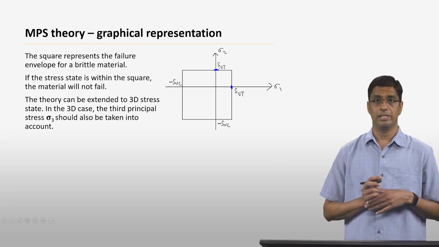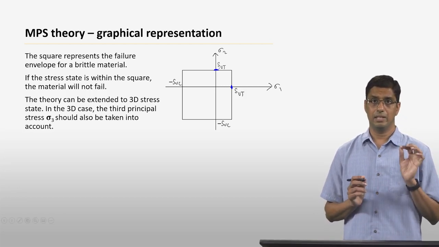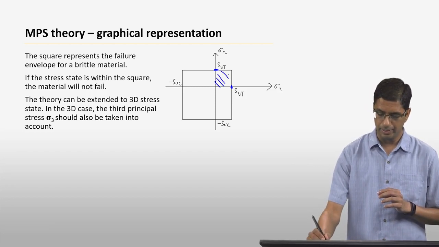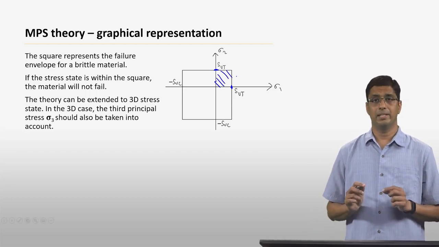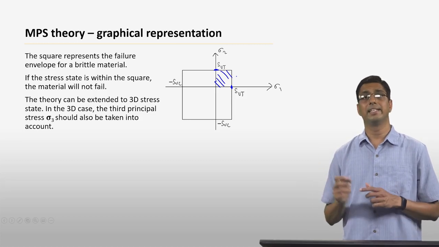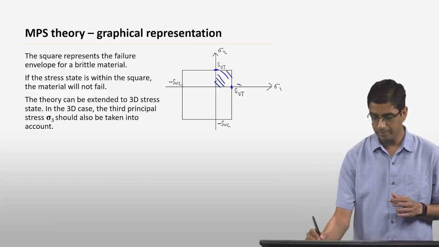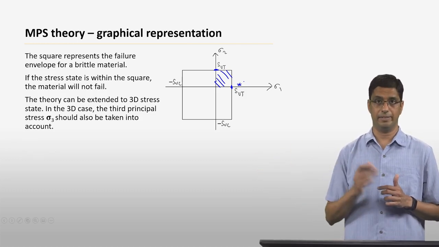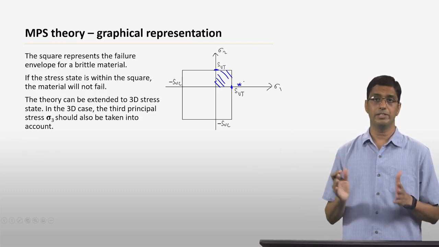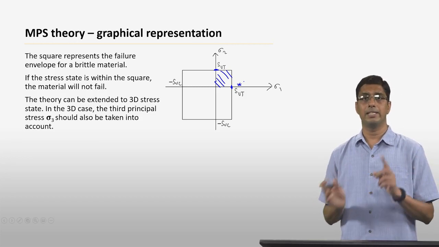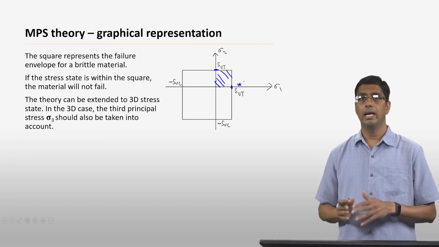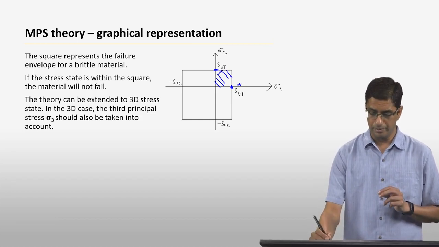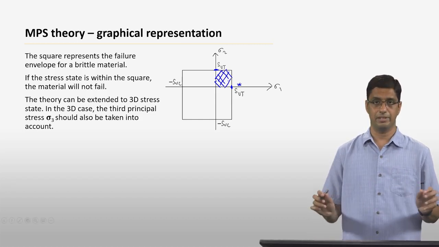Okay, essentially that means that the material is not going to fail. So anywhere within this square, it is not going to fail. But the moment, say, sigma 1 exceeds SUT, so you're somewhere here, then you're outside the envelope, then it's going to fail. Okay? So essentially, as long as sigma 1 and sigma 2 are both positive and neither of them is greater than SUT, you're going to be within this square here and the material is not going to fail.